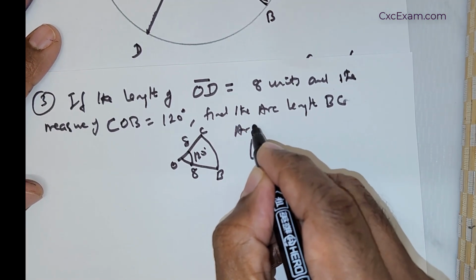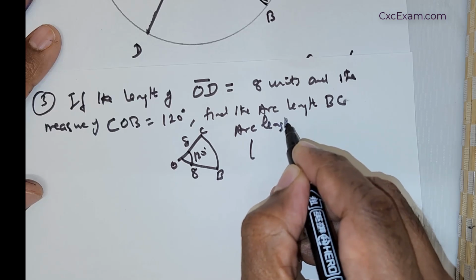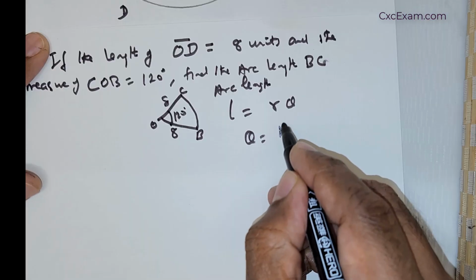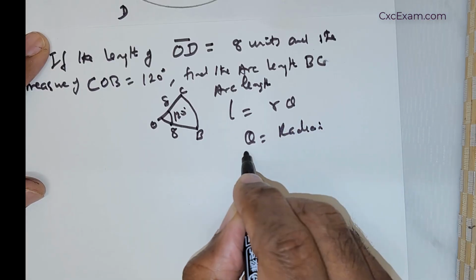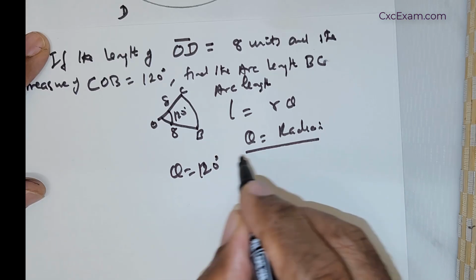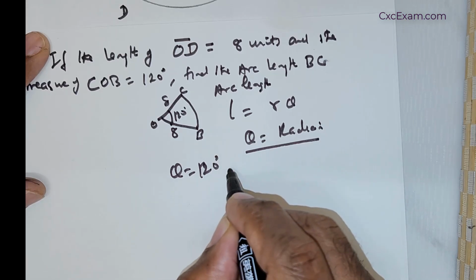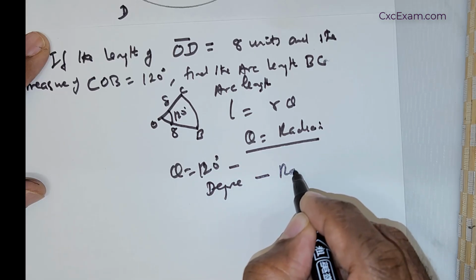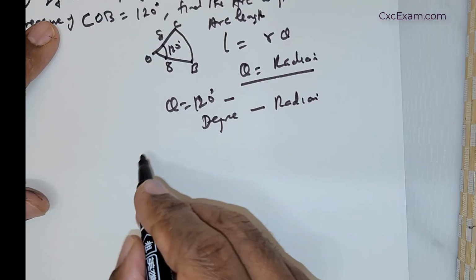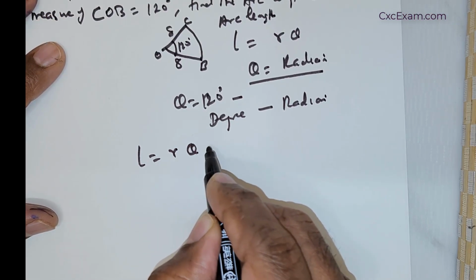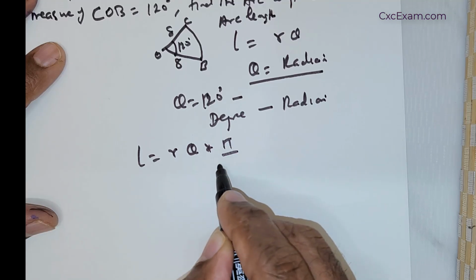Now arc length is given by the formula L is equal to R times theta, if theta is given in radians. But theta is not given in radians, theta is equal to 120 degrees. We will have to convert it to radians. This is the degree measure. So if you want to convert degree to radian, then what you have to do, you have to take L is equal to R times theta, and you multiply theta with pi over 180.